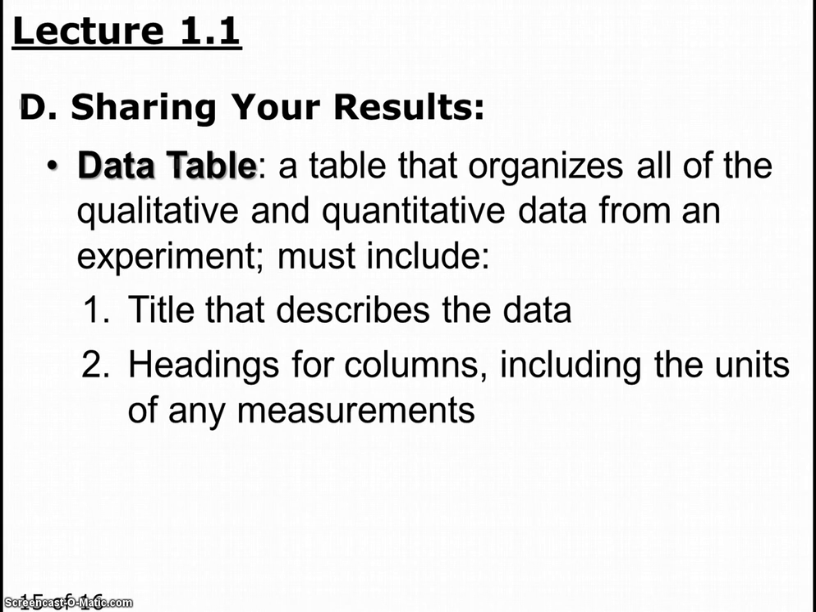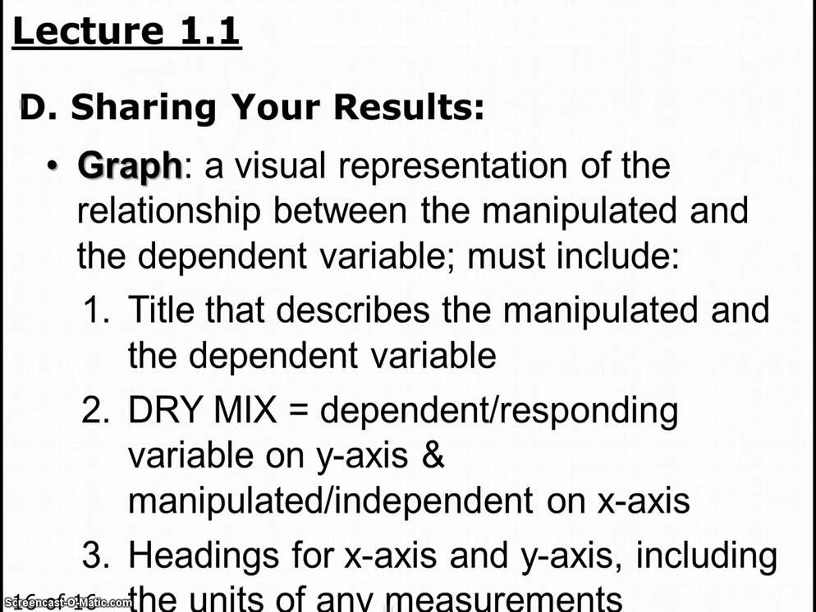It must include a title that describes the data and headings for any columns, and those headings must include the units of any measurements. So if you're measuring changes in volume, you must include if that volume was milliliters, centimeters cubed, etc. And most importantly, for when you share your results and publish your findings, you need to have an excellent graph that makes it easy for the public to understand how your data shows the relationship between the manipulated and dependent variable. So your graph must have a title that describes the two variables and the relationship.